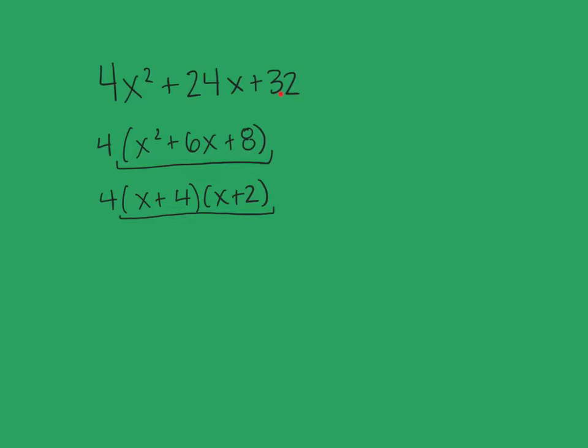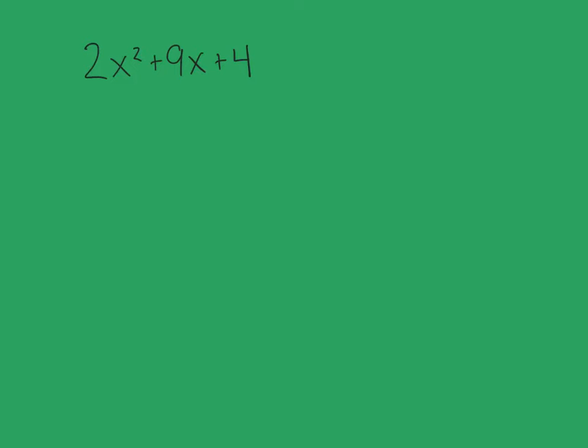All three of these terms divided by 4, so we factored out the 4. And in the parentheses, I put what was left after I divided each of these by 4. Then I factored this trinomial to get this final factored answer. So that's what we've learned so far.